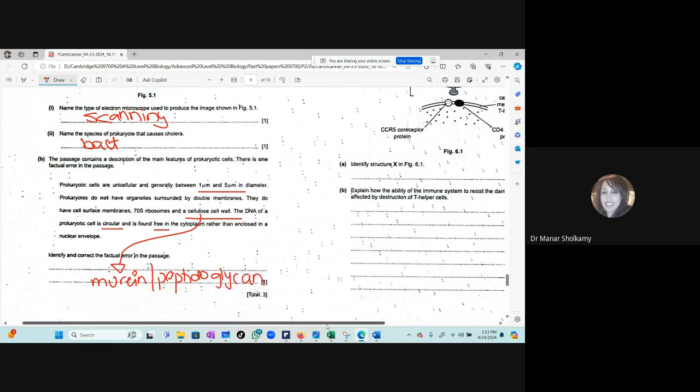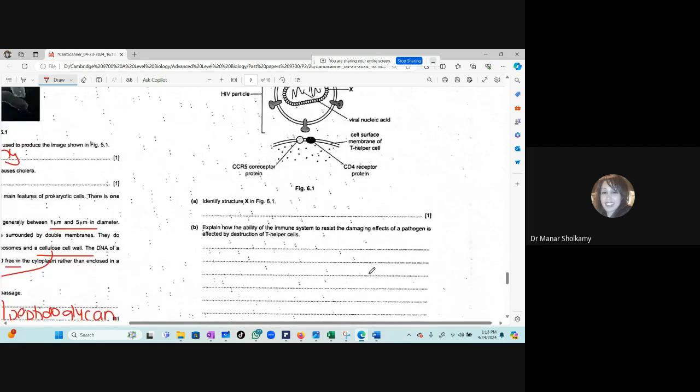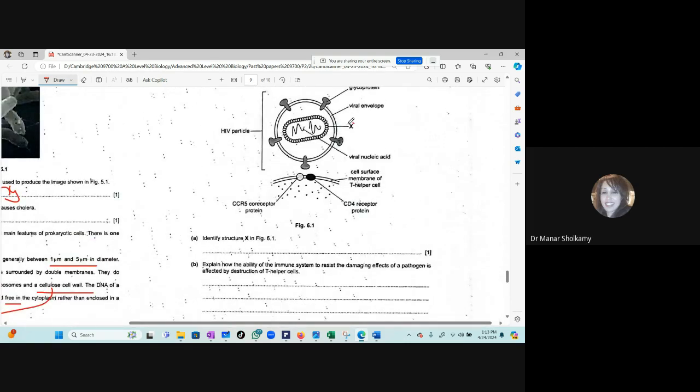Okay. Identify, Adham, identify structure X in the virus. What is X? Capsid. Yes, correct. It's the protein coat, or the capsid, made up of subunits called capsomeres. Okay, the protein coat. Correct.